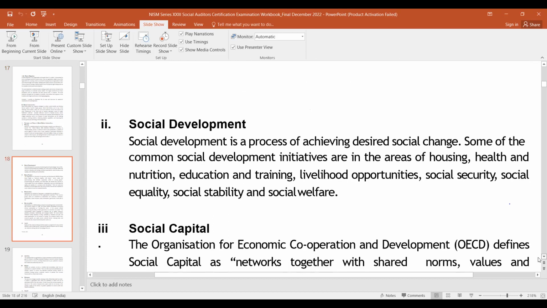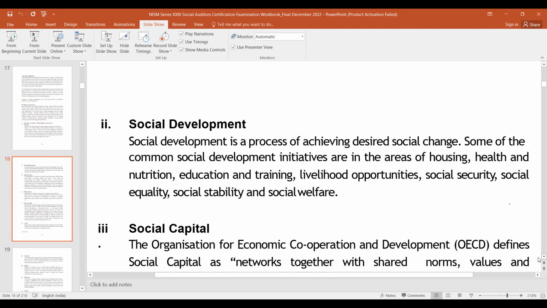Now, this social development. Social development is a process of achieving desired social change. Some of the common social development initiatives are in the areas of housing, health and nutrition, education and training, livelihood opportunities, social security, social equality, social stability, and social welfare. So this is the concept of social development.